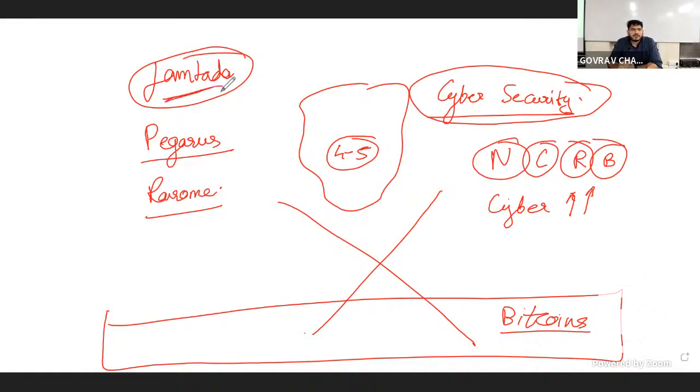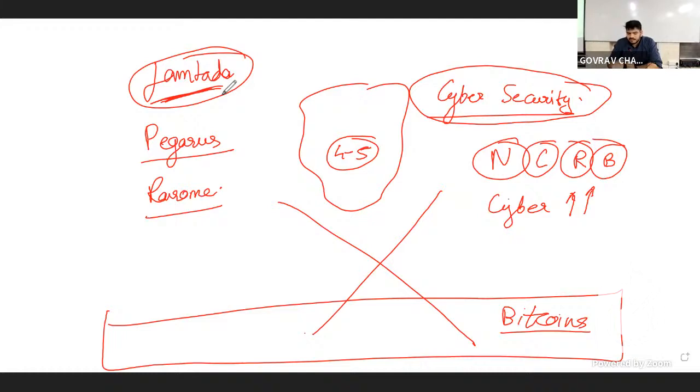Whatever calls you get, your ATM card has been blocked, we are talking from HDFC bank. Generally they prefer SBI and HDFC. Why? Because they are centralized banks, and 8 out of 10 people have an account in these two banks. So they will say they are talking from SBI or HDFC. This is the thing. So, a little bit about Jamtara, a place where cyber crimes have been caught.